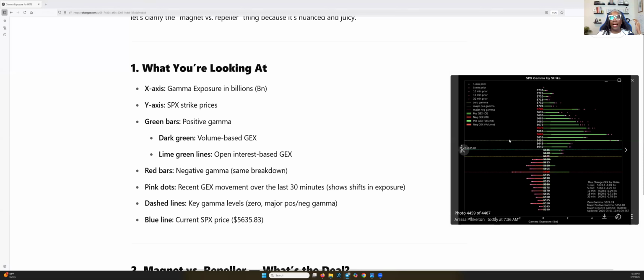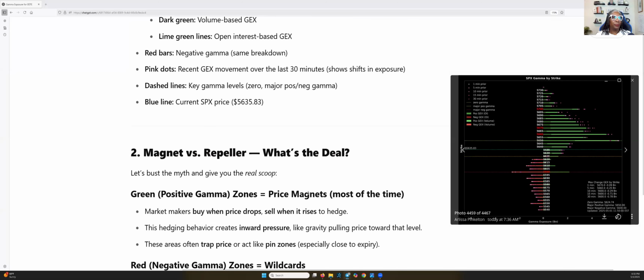The dashed lines are right here in the middle. They show key gamma levels, zero, major positive and negative gamma. And then the blue line is the current price of the SPX. That's what is happening in this little chart here. Magnet versus repeller, what's the deal?